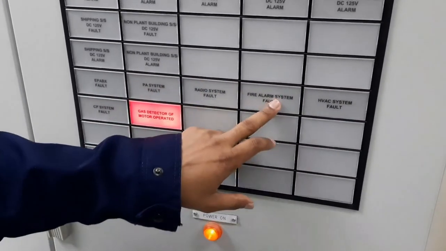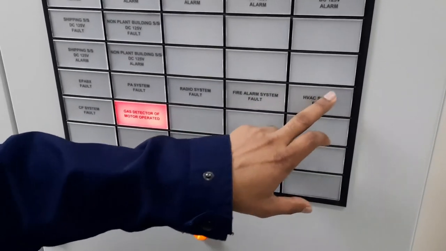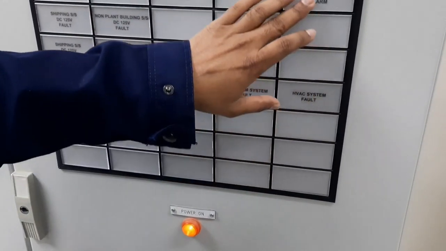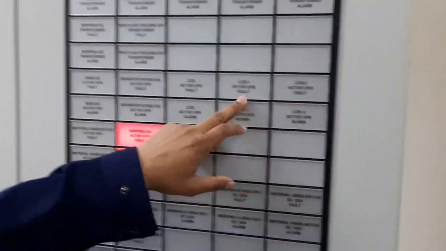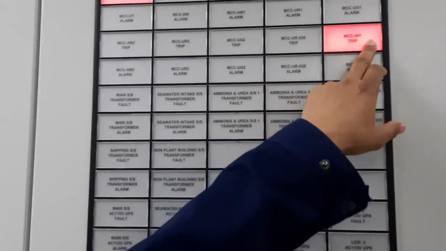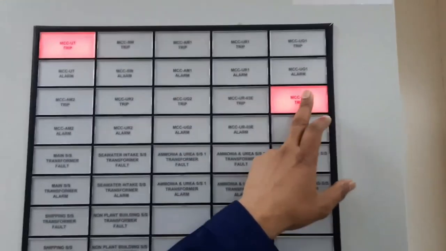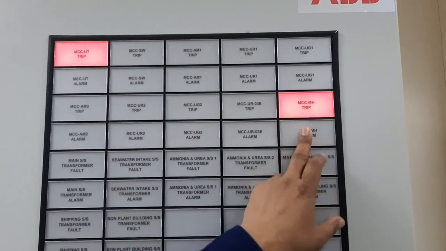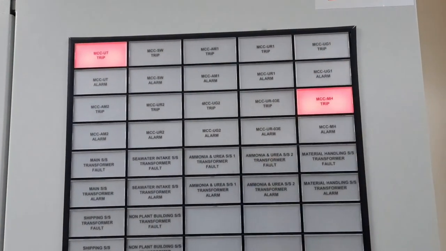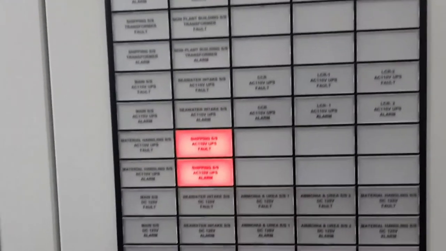Radio system, fire alarm system, HVAC system. HVAC means heating, ventilation, air conditioning system. Any fault, any side, alarm shows here. Okay. Another thing remaining, LCR means local control room, CCC, central control room. This is MH. MH means material handling. So motor control center, material handling, trip, alarm comes. Okay, if like that, that time need to contact electrical. And this is MCC. UG1 means urea granulation, UR1 means urea. So I hope all short meanings are complete.